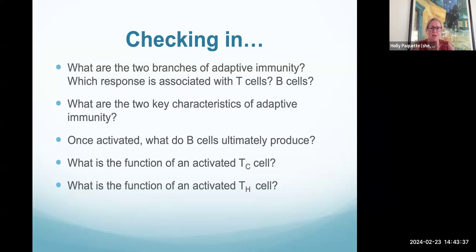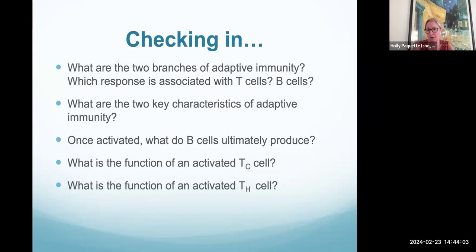The second question is, what are the two key characteristics of adaptive immunity? That would be memory and specificity. So the specificity to a given pathogen or virus and memory of it so that the secondary exposure, you have a faster immune response. Question 3, once activated, what do B cells ultimately produce?